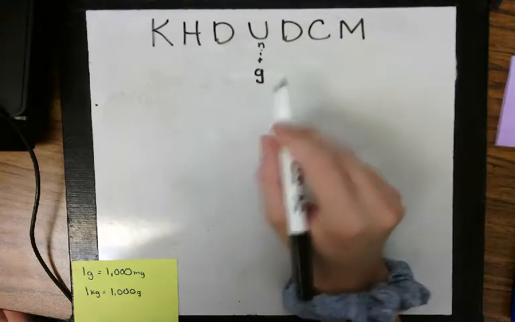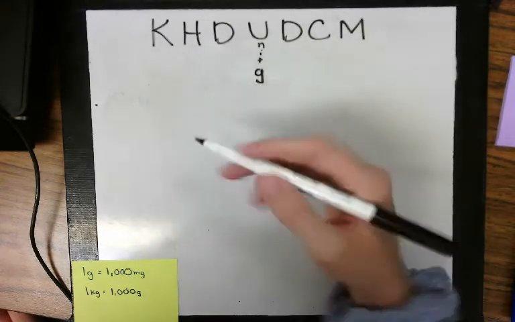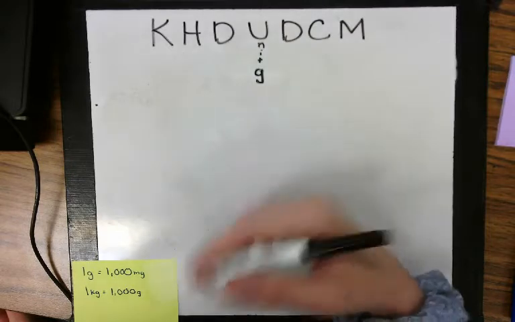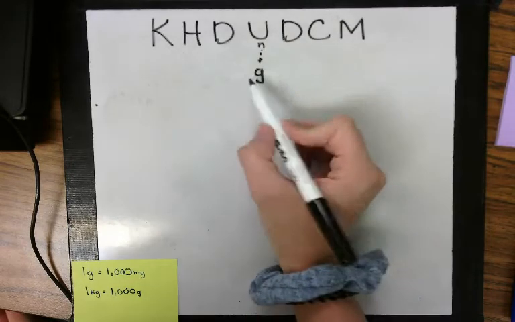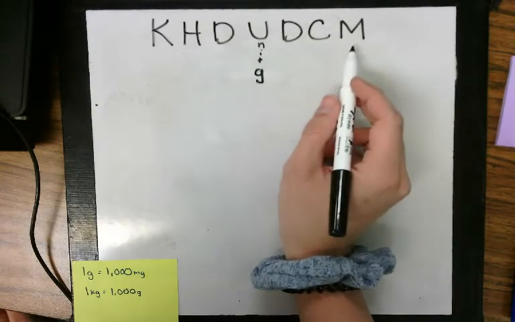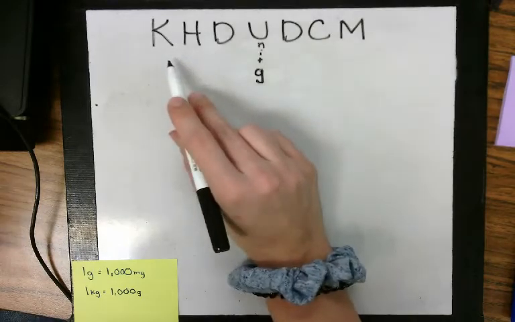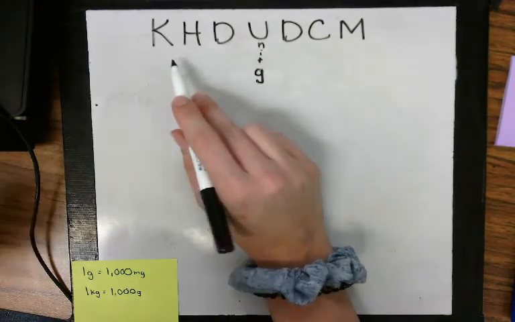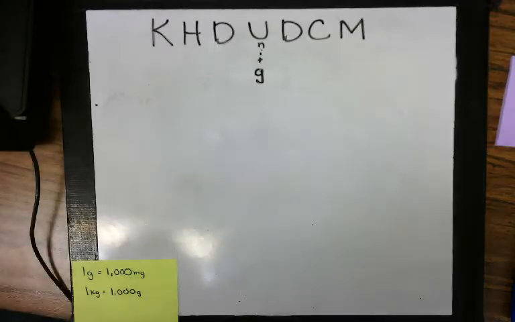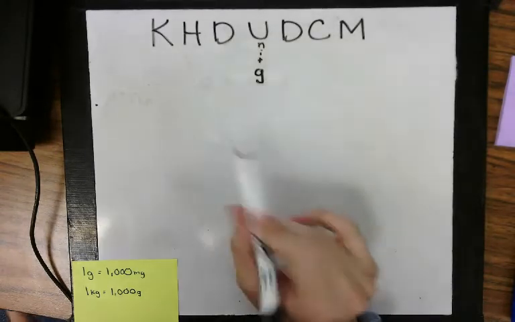We don't tend to use centigrams and decagrams. Really, in real life, we usually only use grams, kilograms, and milligrams, which is why that's what we're focusing on. But you do need to remember they're still that far away. There's still 1,000 milligrams in a gram and 1,000 grams in a kilogram. So let's go through a couple examples here, and we will work on how to use that with our decimal point places.